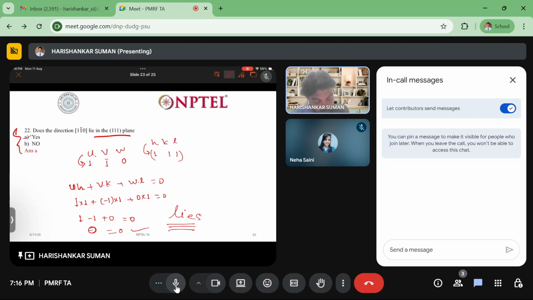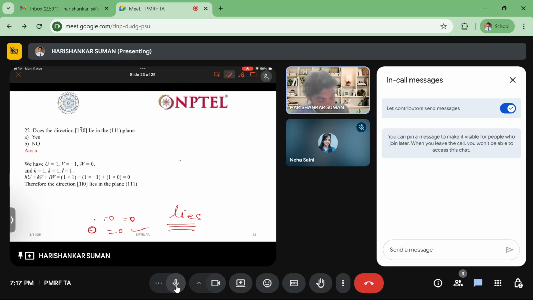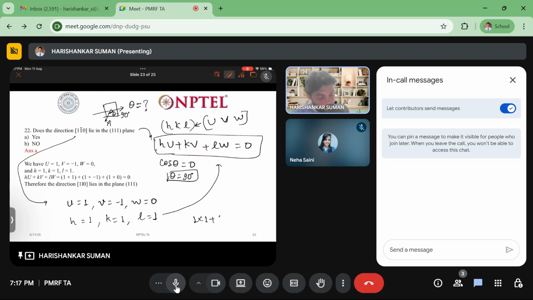Yes, okay, you can check the solution. See, also we can see that if the direction lies in the plane, it is perpendicular to the normal of the plane. So that's why this is the rule.